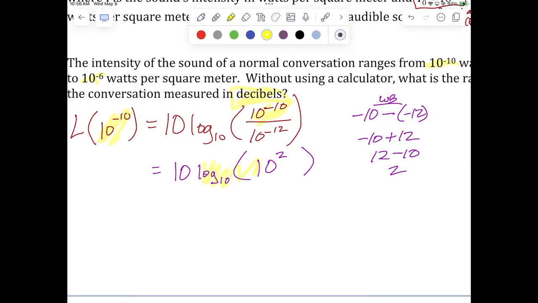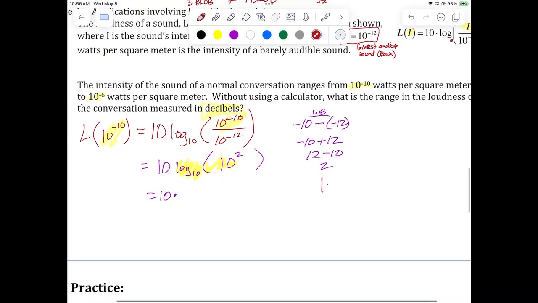Yeah, it's 2. All right, now let's simplify this. What's log base 10 of 10 to the second? Look, what's log base b of b to the x? It's just x. So what's log base 10 of 10 to the second? It's 2. And now what's 10 times 2? 20. So that's 20 decibels.